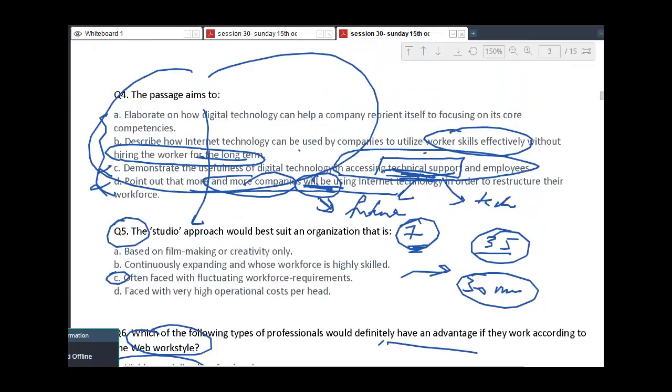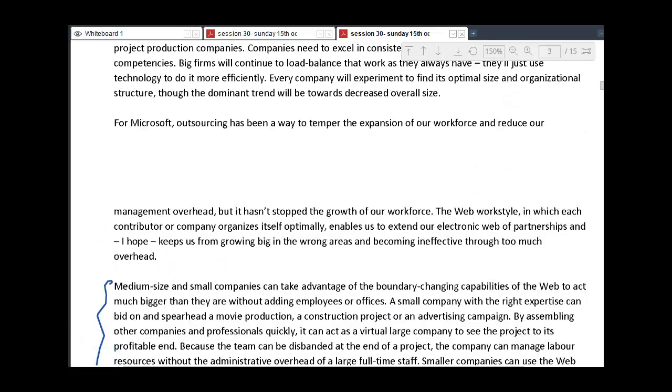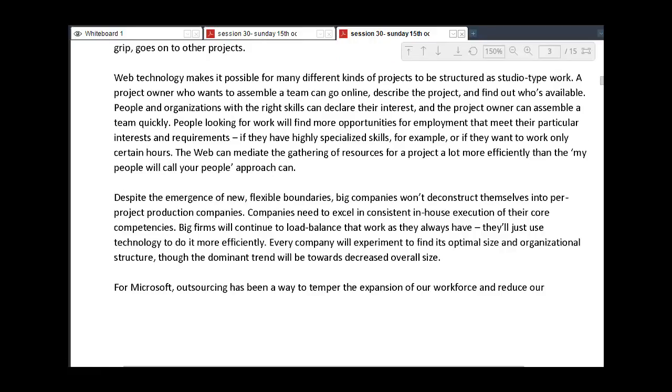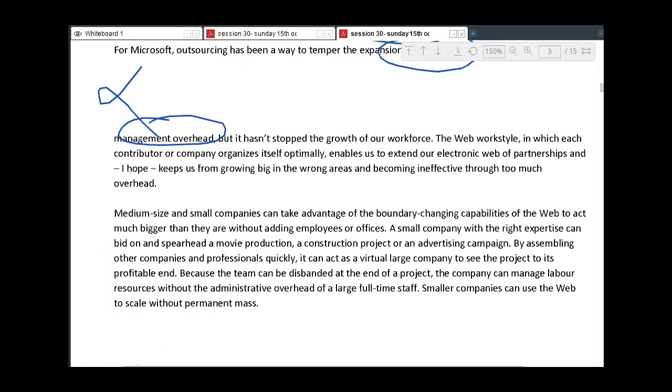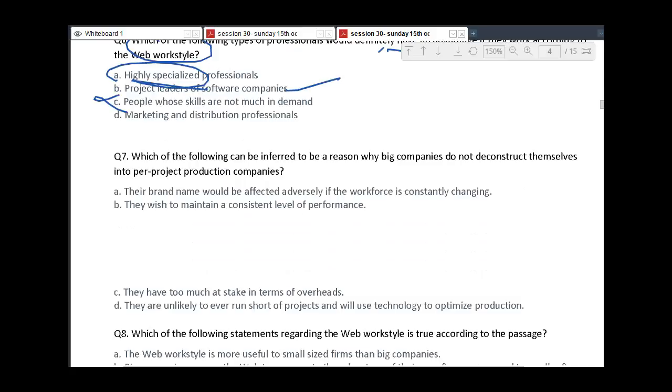It's a fact-based question. People say the paper was very tough. We lost everything. We might not do well in CAT. If they have highly specialized, look at this: people for work will find more opportunities for employment that meet their particular interests and requirements if they have highly specialized skills. So within 3-4 minutes, we have solved 3 questions and we have got all correct. I mean, just imagine, people say the paper was very tough. I'm wondering how can you say it is very tough?